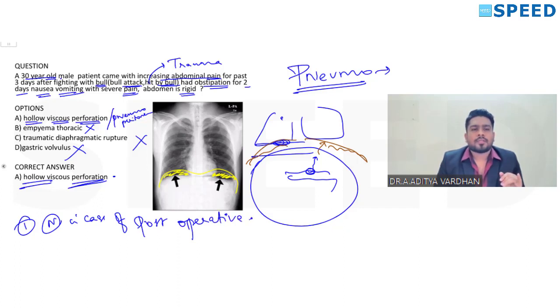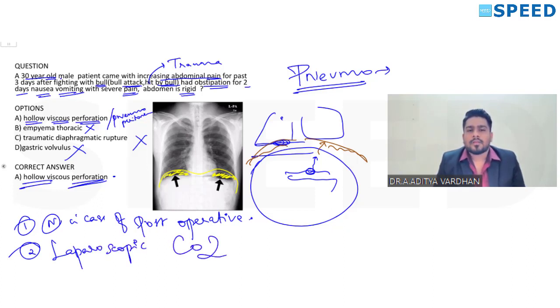Now I will put you a tricky question. Can you produce artificial pneumoperitoneum? Artificially, whether you can produce pneumoperitoneum? Yes, we do that in laparoscopic surgeries with the help of carbon dioxide. These are all points which I collected which have MCQ relevance for your level, okay? Hence we have come to the answer of hollow viscus perforation or pneumoperitoneum.